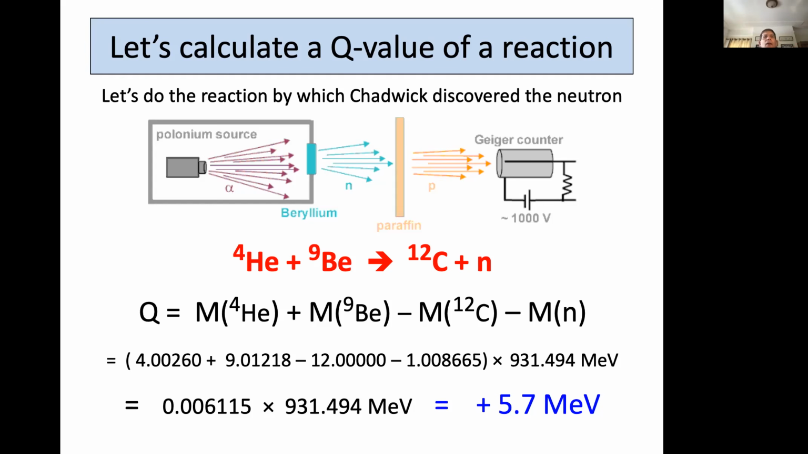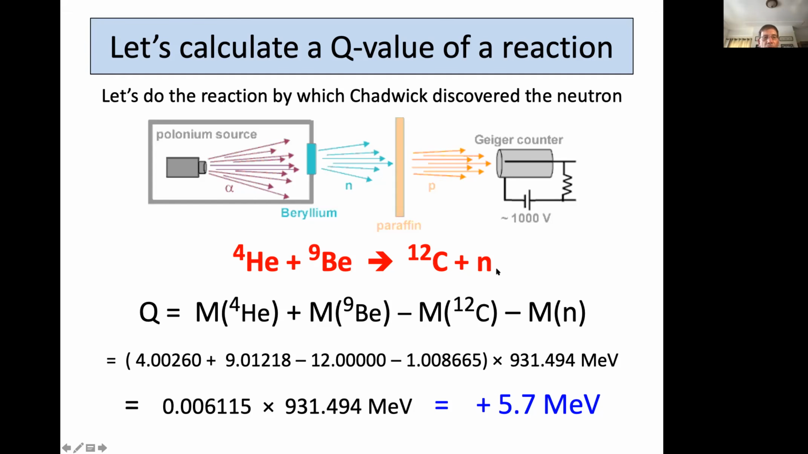He took a radioactive source of polonium, which emits alpha particles. We'll talk about decays in a minute, but here are these alpha particles coming out with approximately 5 MeV of energy. He puts up a thin beryllium sheet, and the alpha particles impinge on it. Some of them will undergo a nuclear reaction. So you have helium-4 plus beryllium-9, giving rise to carbon-12 plus, lo and behold, a free neutron.